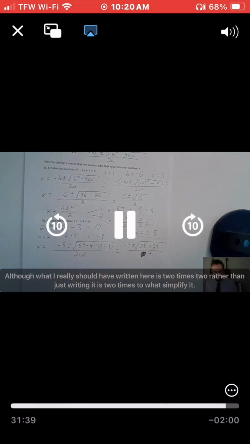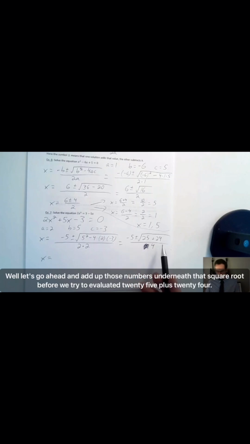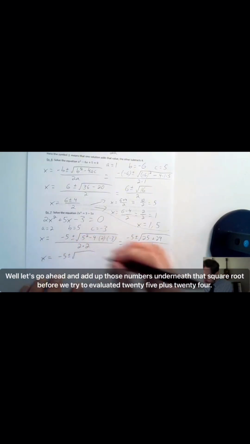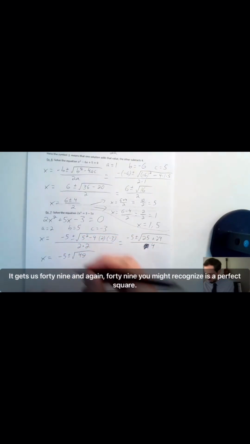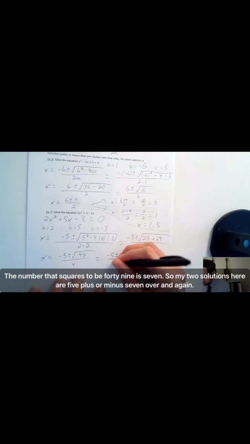Rather than just writing 2 times 2, let's simplify it, right? 2 times 2 is, last I checked, 4. Well, let's go ahead and add up those numbers underneath that square root before we try to evaluate it. 25 plus 24 gets us 49. And again, 49 you might recognize is a perfect square. The number that squares to be 49 is 7. So my two solutions here are negative 5 plus or minus 7 over 4.